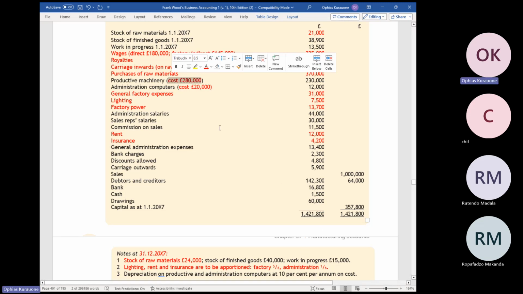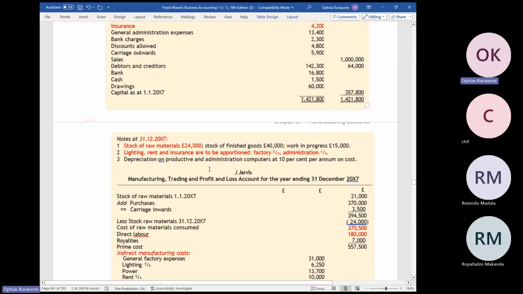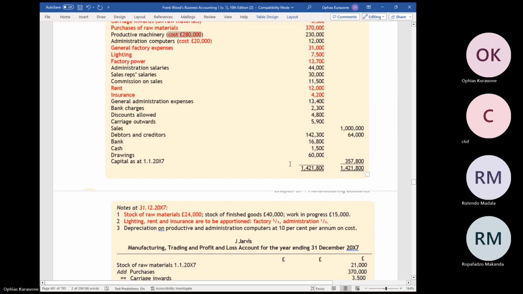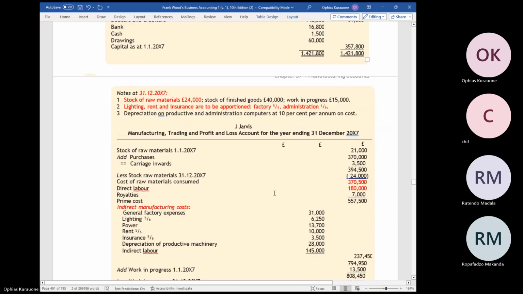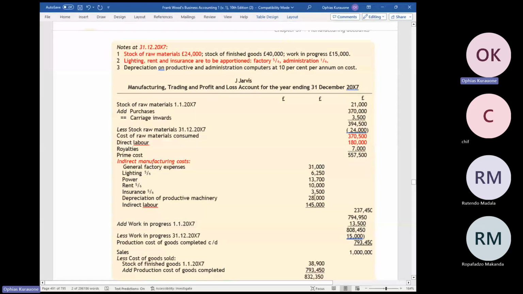Then these are the costs, the amount which we paid when we brought the asset into use, according to the standard of IAS 16, that when you are going forward with your accounts, you'll see that was the cost of this. But they are saying the depreciation is 10% per annum on cost. So 10% of 20,000 is 2,000 depreciation. 10% of 280,000, that's 28,000. That's why we've got 28,000, derived from the 10% of 280,000 here.